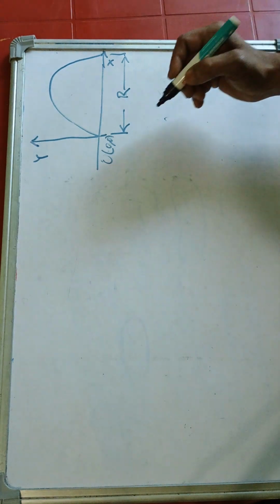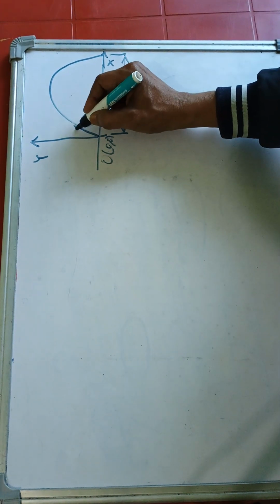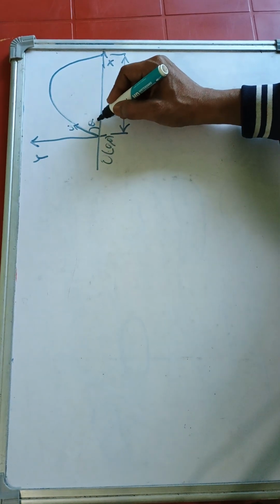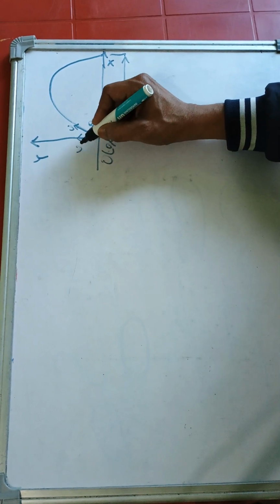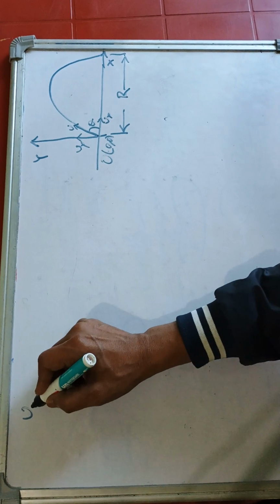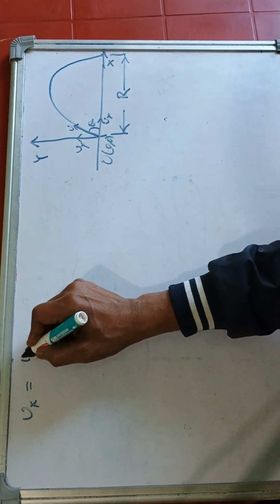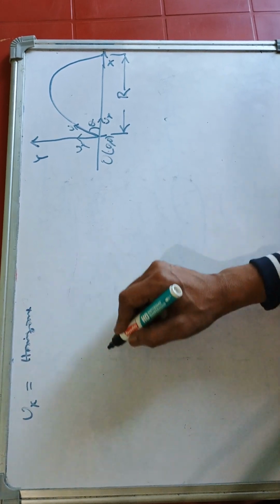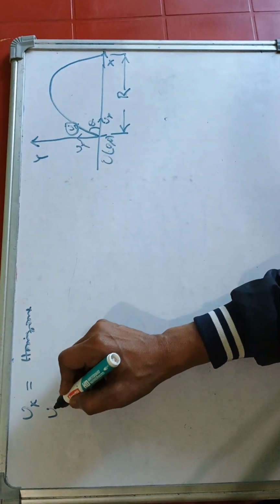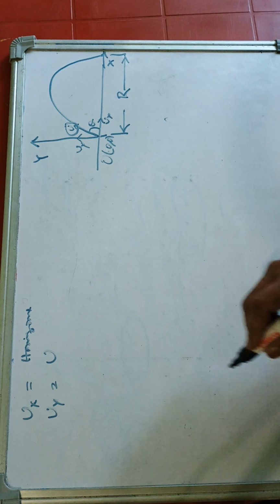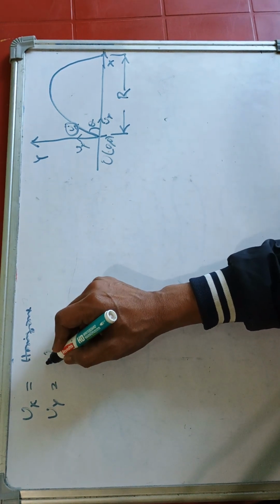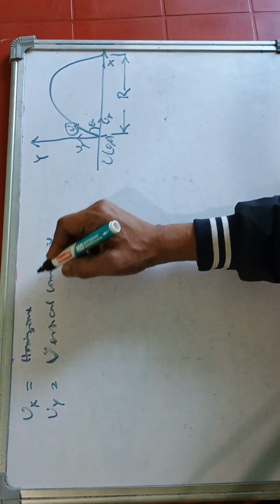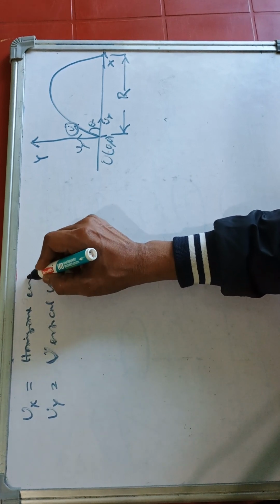Now, as we discussed, if any object is thrown with an initial velocity u at an angle theta with the x-axis, then u will have its x component ux and y component uy. ux will be its component along the horizontal direction or horizontal axis, termed as the horizontal component of u, and uy will be the vertical component, or component along the vertical axis, that is the vertical component of u.